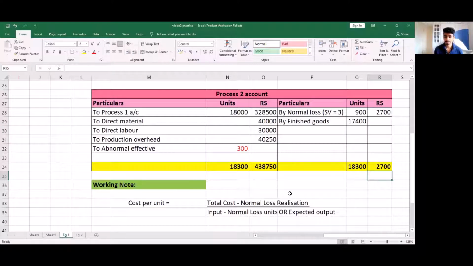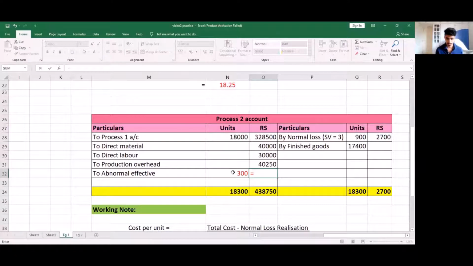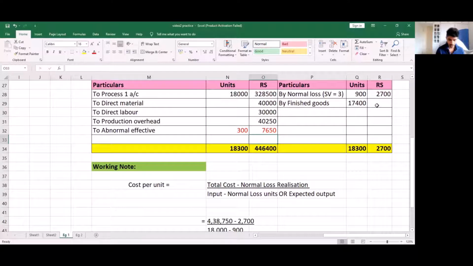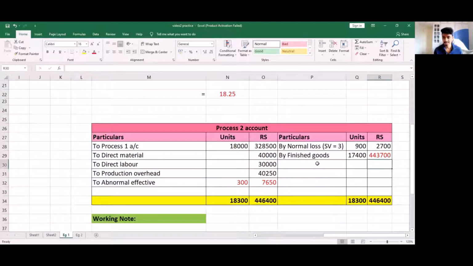So now when we have to calculate abnormal effective, we do 300 into 25.5. And for finished goods, again, we do 17,400 into 25.5. So this is our finished goods value. And if you notice, both sides have tallied, the debit and the credit side. So now we are done with the first part of the question, which asks us to prepare the process account. The second part asks us to determine the selling price per unit of the end product.